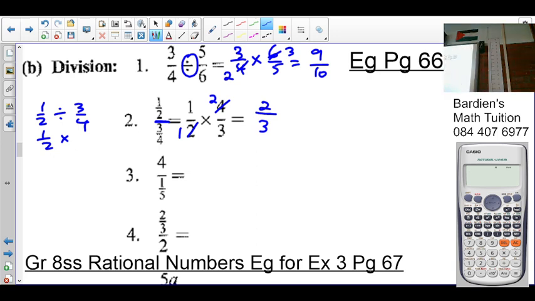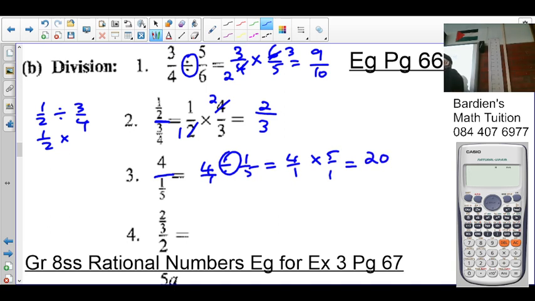This is going to be 4 divided by 1 over 5. 4 is naturally over 1. So it's 4 over 1 times 5 over 1. 4 times 5 is 20. 20 over 1 is 20. You all agree with that? Look at the next one.